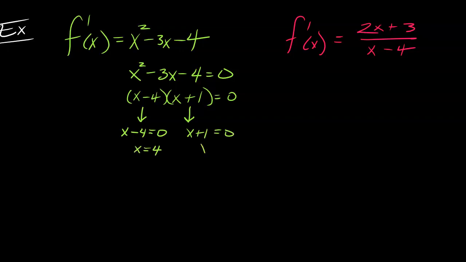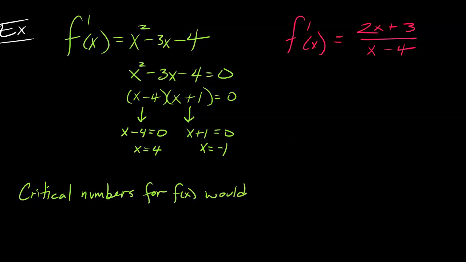Now, obviously, I picked an easier question for you guys to start with, just so we could refresh you on ideas. So if we were asked what the critical numbers were for f of x, not f prime, the critical numbers for f of x would be x equals 4 and x equals negative 1.